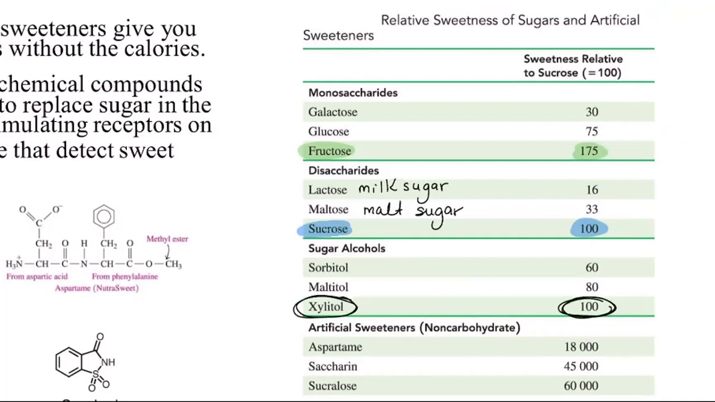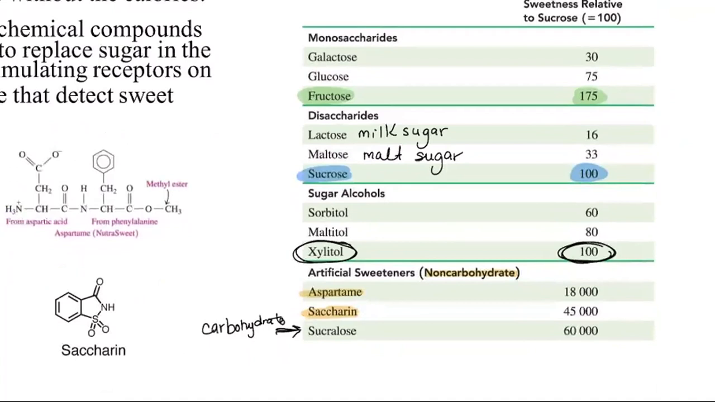But family, look at the artificial sweeteners. Even though it says non-carbohydrate, understand that sucralose is the only one that is carbohydrate derived. The non-carbohydrate only applies to aspartame and saccharin because in the structure, there's not actually a carbohydrate. Sucralose is going to be carbohydrate derived, okay?